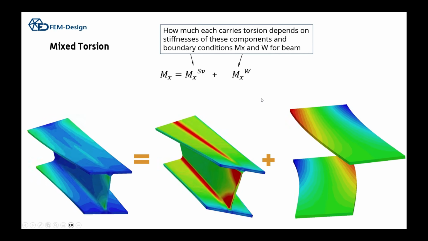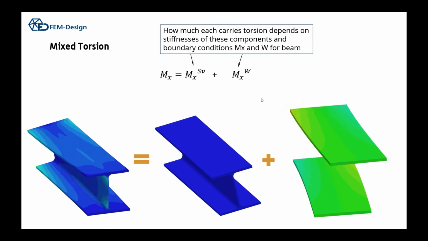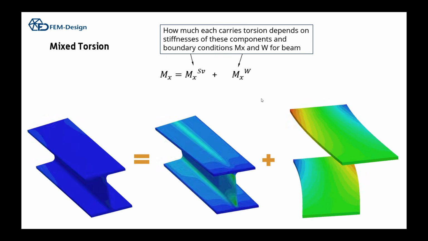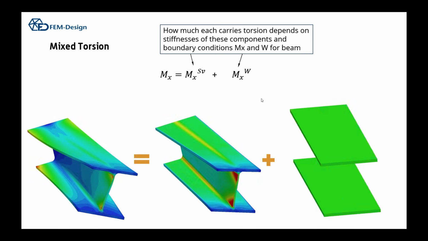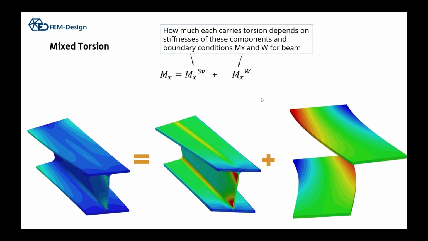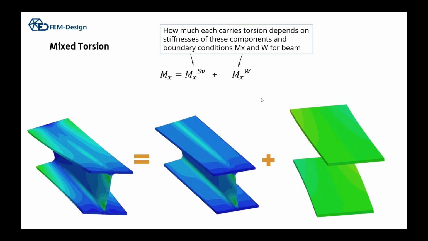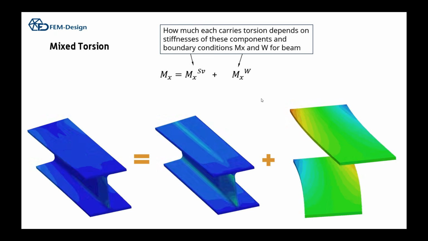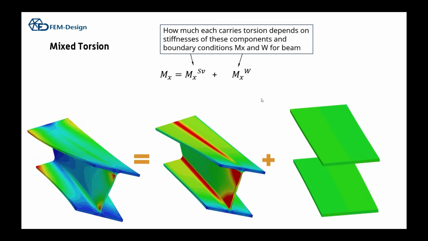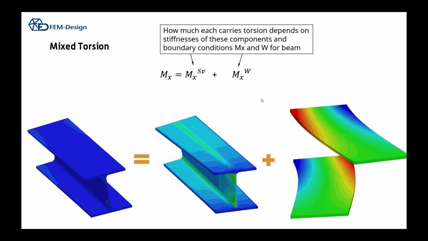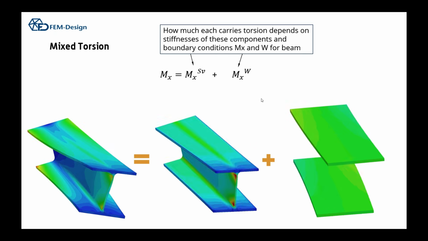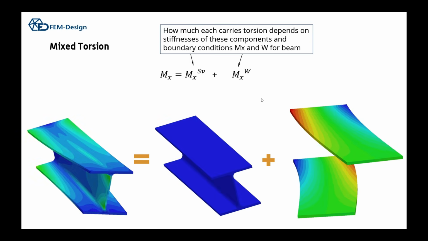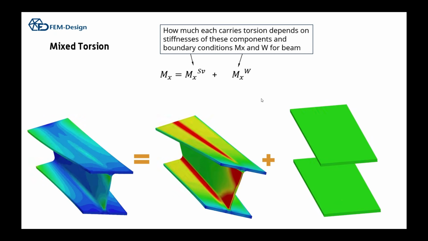So mixed torsion means that there are two different mechanisms carrying the torsion: the Saint Venant, the classical shear of the walls, and the bending of the flanges, or the warping. And it depends on the boundary conditions of the 7-degree of freedom and MX boundary conditions, and also because one is related to shear and the other is related to bending, they change at different rates in the beam. So it's really complex how they change between these two mechanisms in the beam.